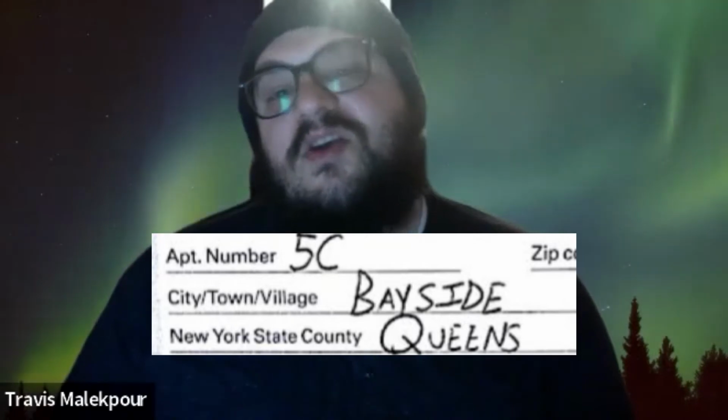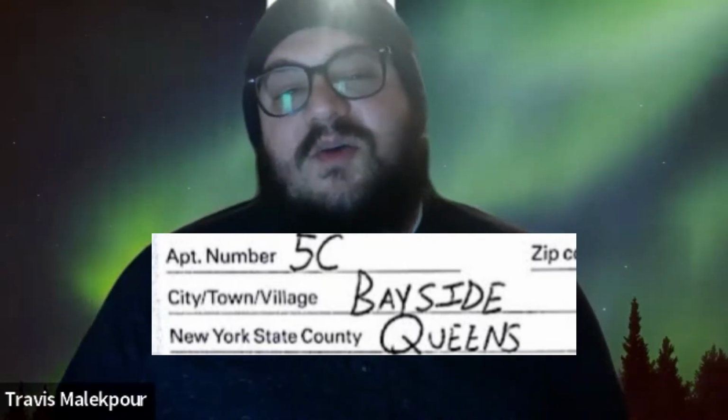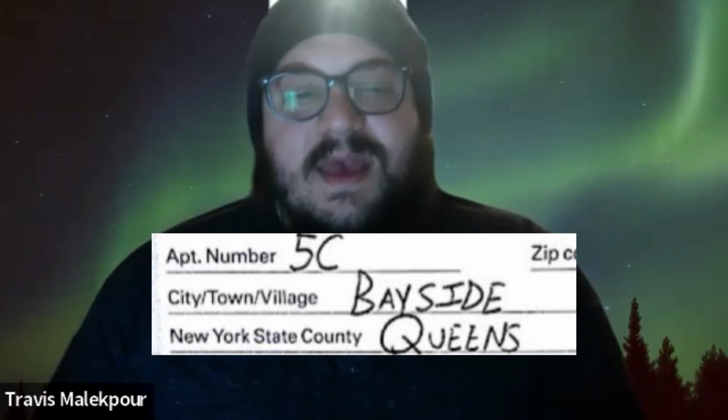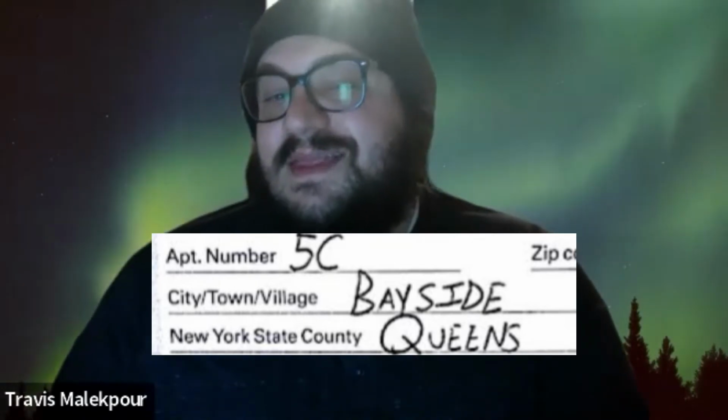For the part that says New York State County under the address, New York's counties are each coextensive with New York City's 5 boroughs. So if you live in Manhattan, write New York County. If you live in Brooklyn, you're going to put Kings County. If you live in the Bronx, you're going to put Bronx County. If you live in Staten Island, you're going to put Richmond County. And if you live in Queens, then you're going to put down Queens County.